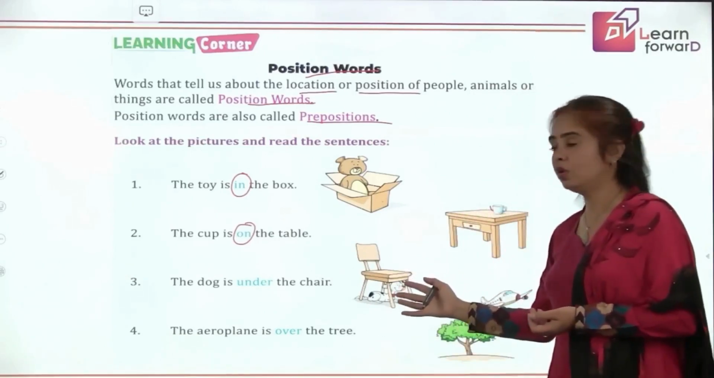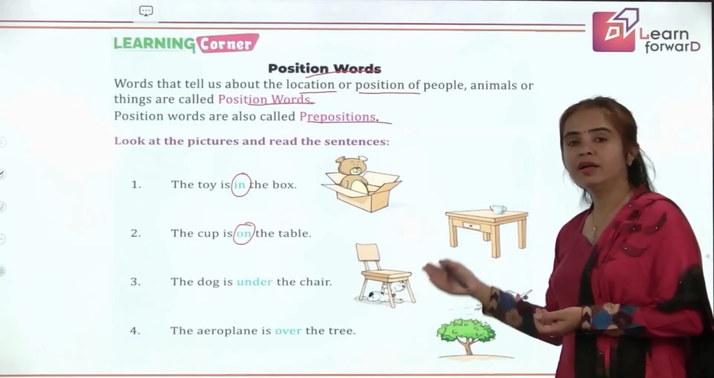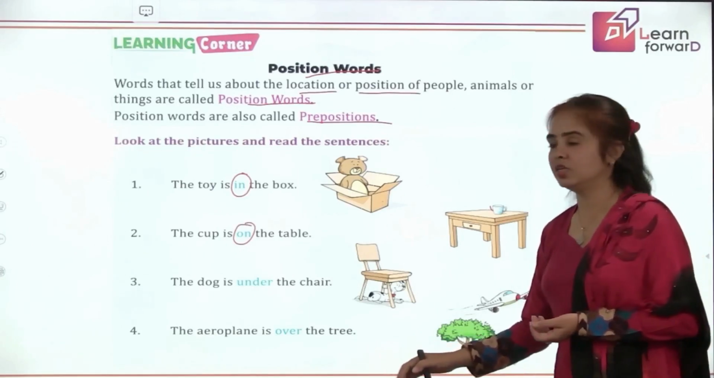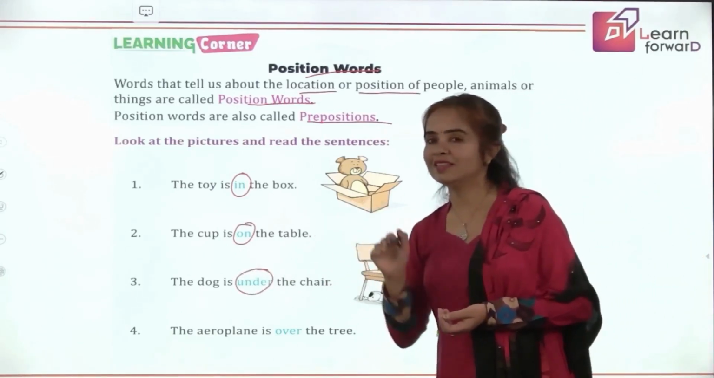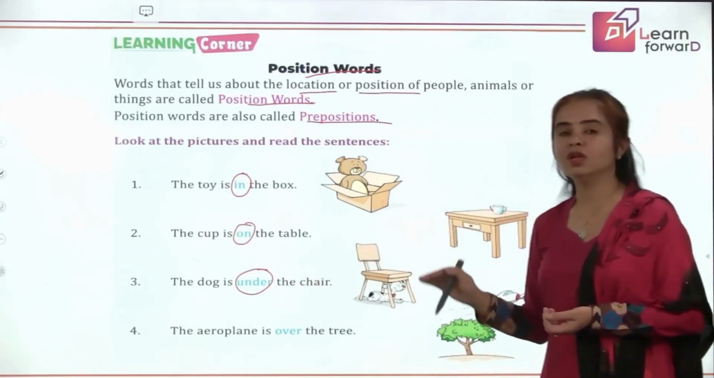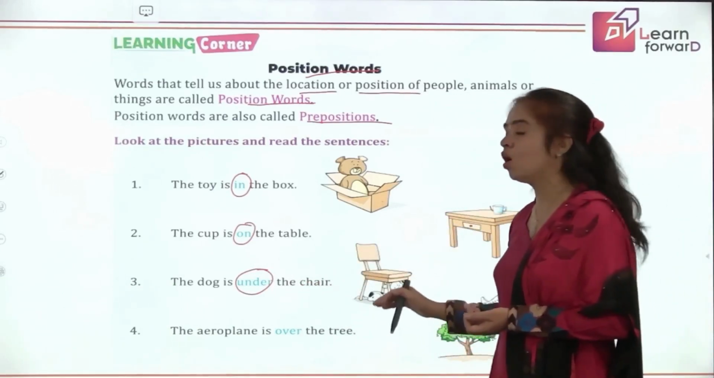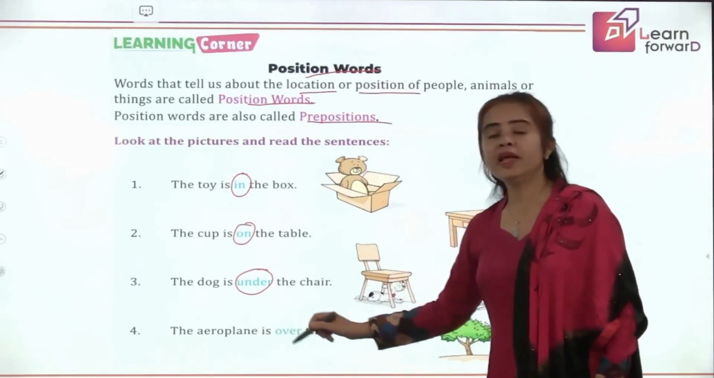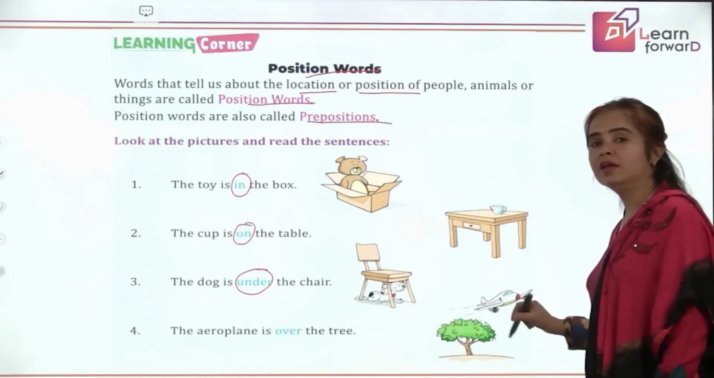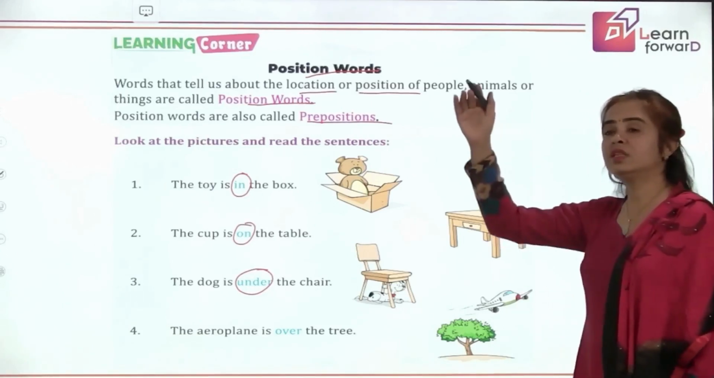But here what do you see? Where is the dog? It is under the chair. So this word under is telling you where is the dog. It is telling you the location, the position of the dog in relation to chair. The aeroplane. Where is the aeroplane? It is over the tree.